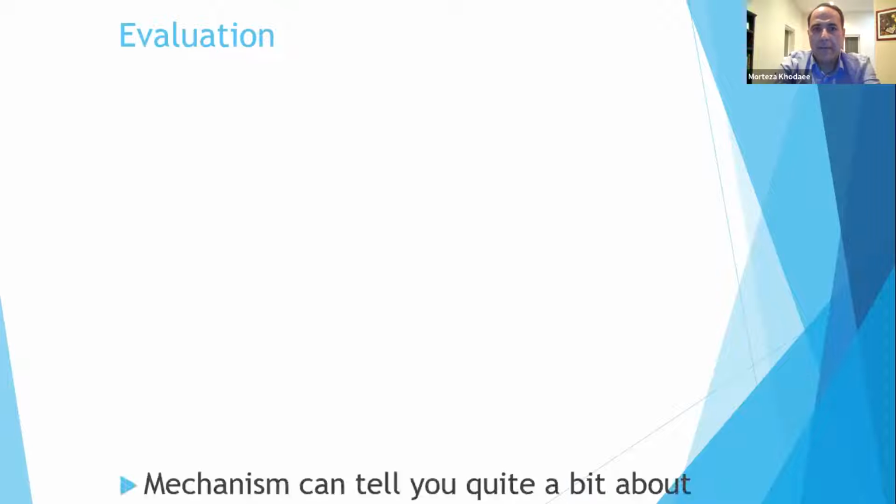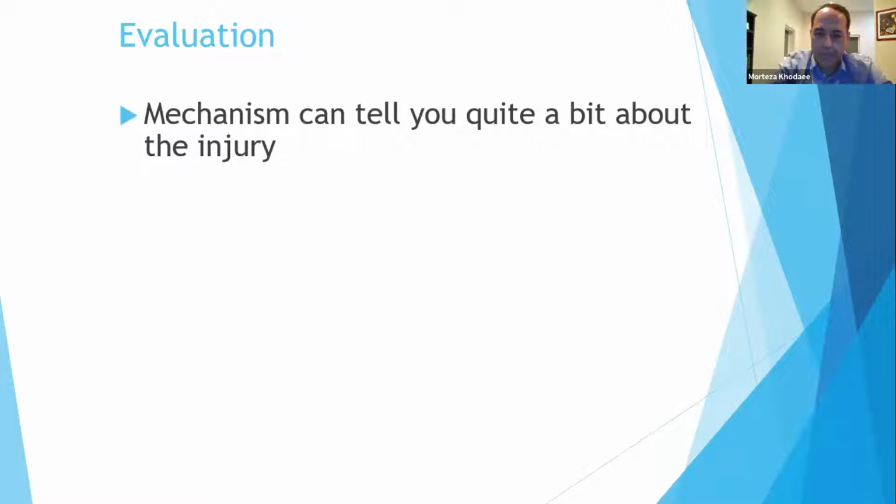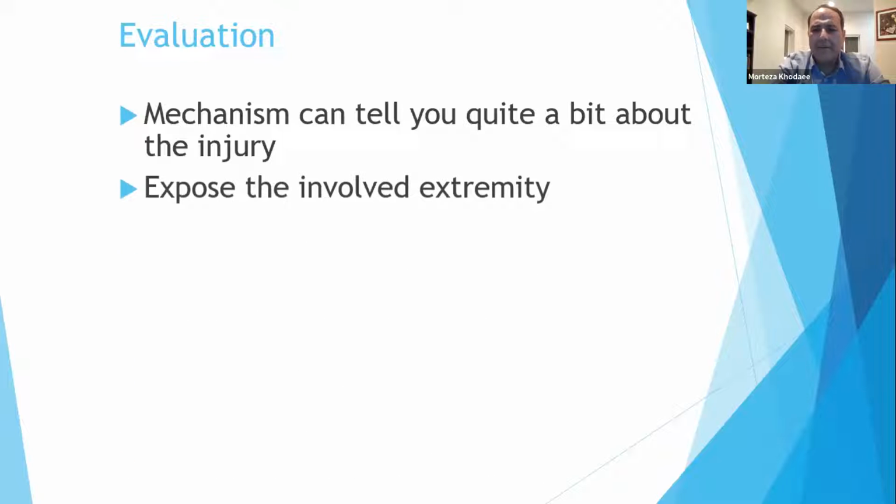Evaluation, again, is very, very important for any type of acute or chronic condition you see in your patient. The most important thing, and I don't know how I can emphasize this enough, is to ask what happened, because if you know the mechanism of injury, it gives you a lot of information. Was it direct trauma, was it indirect trauma?